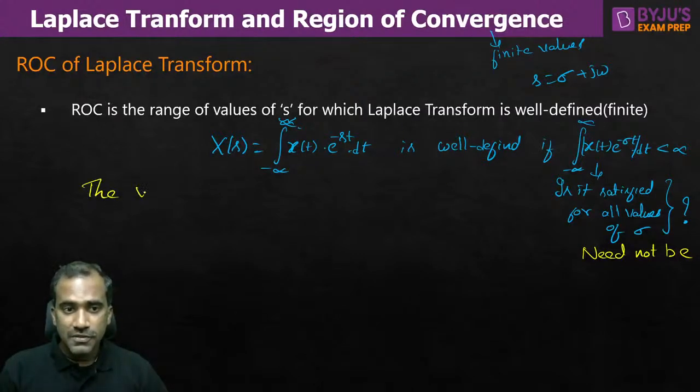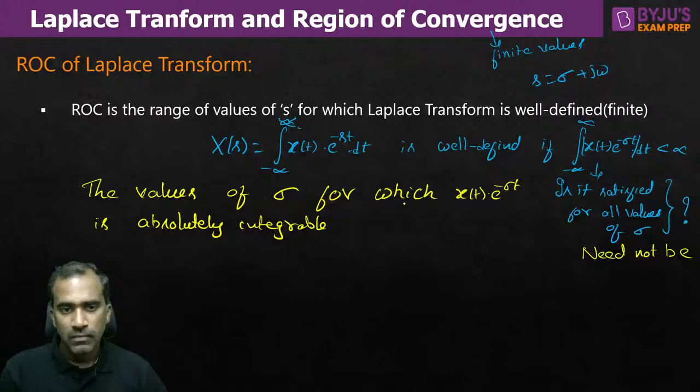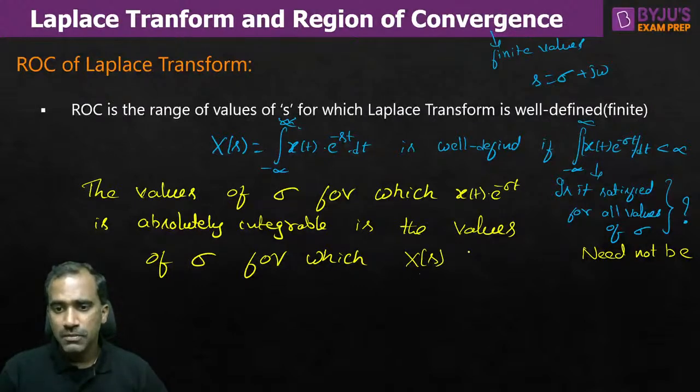So the values of sigma for which x of t into e power minus sigma t is absolutely integrable, which means the values of sigma for which this condition is satisfied, are the same values of sigma for which the Laplace transform is well defined, correct?